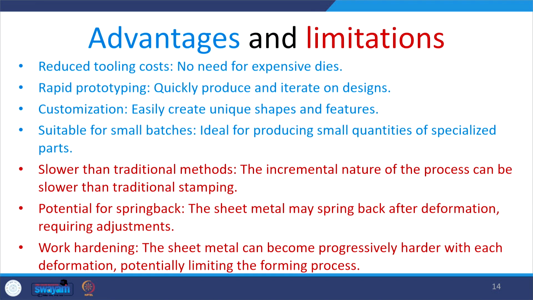Okay. As far as the advantages and limitations of incremental sheet metal forming are concerned, it does not involve a die and punch to give the desired shape to the sheet metal. So, it reduces the tooling cost because it does not require expensive dies. It enables rapid prototyping because it can be used to quickly produce and iterate designs while the product is still in the development stage, and it allows customization, easily creating unique shapes and features, and it is suitable for small batches and smaller quantities with specialized parts or unique shapes.